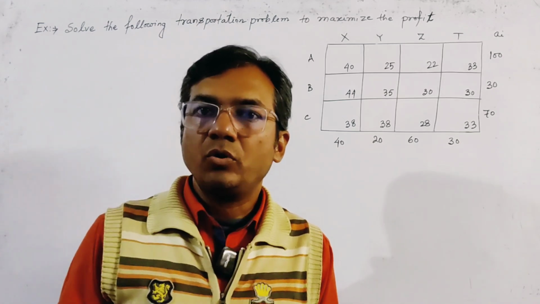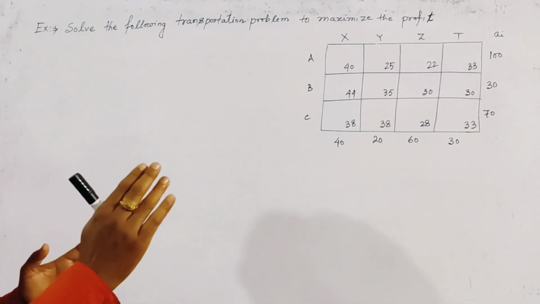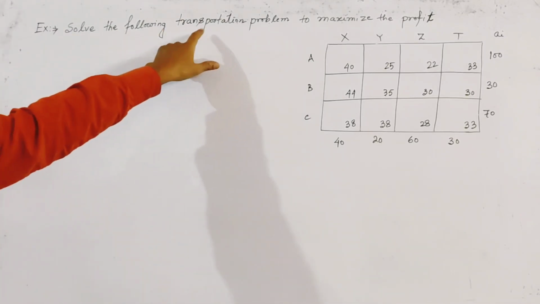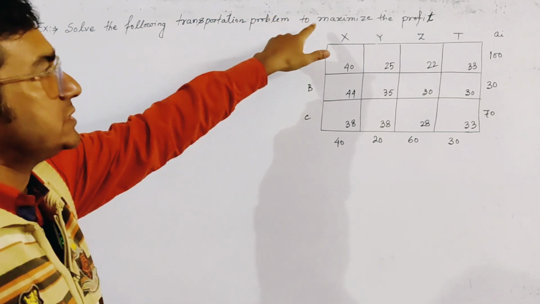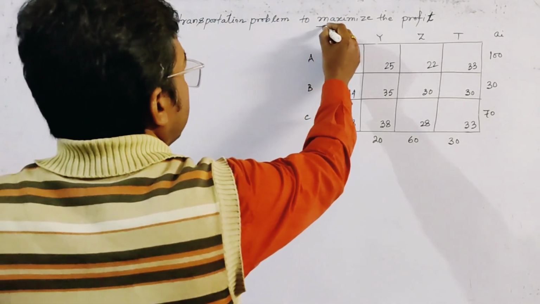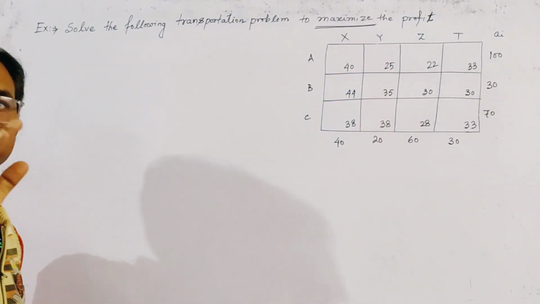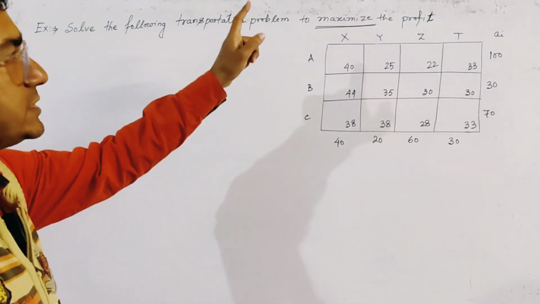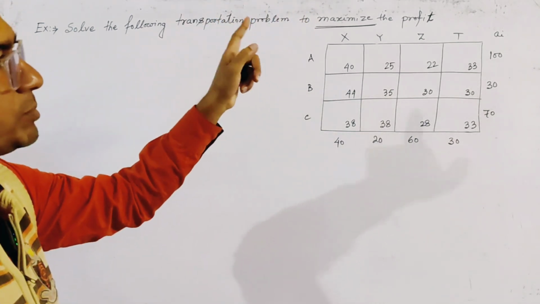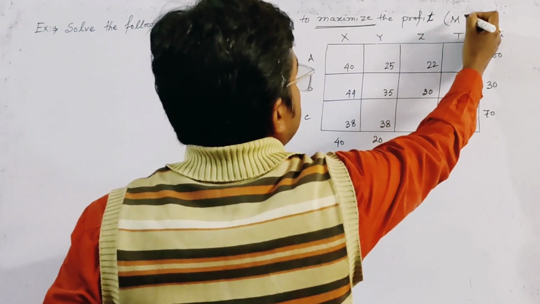Today's lecture is on the transportation problem. In the problem it is said: solve the following transportation problem to maximize the profit. This is a very important word for the transportation problem. A transportation problem is generally of minimizing type, but here it is said to maximize the profit. That is, this type of transportation problem is said to be a maximization type of transportation problem.